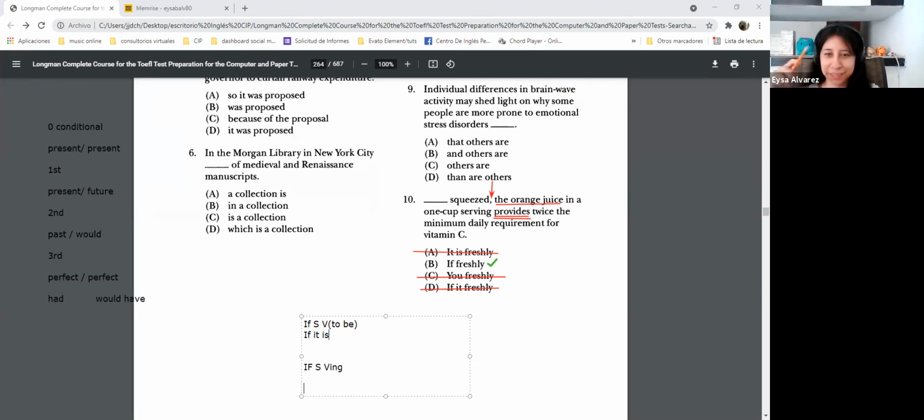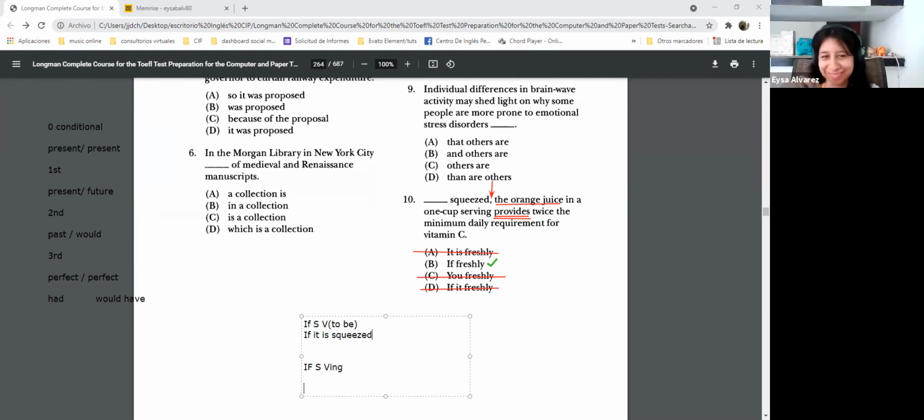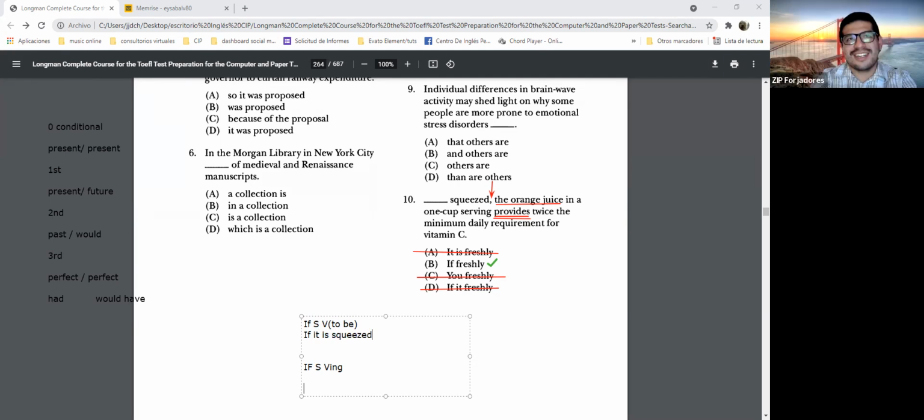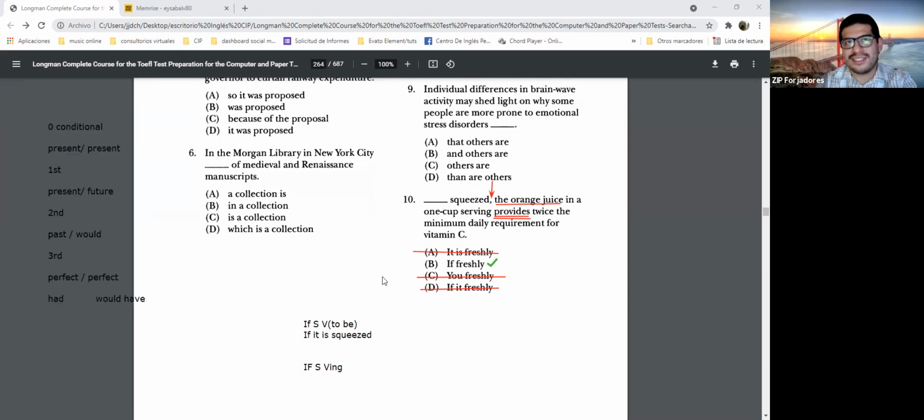So squeeze is an adjective. Exactly, squeeze is an adjective. Do you understand? It's a long procedure, yes, a little bit, but the key in this one was to remember the tenses on the conditionals. That's why it's letter B and it's an adverb clause reduced. All right, good.